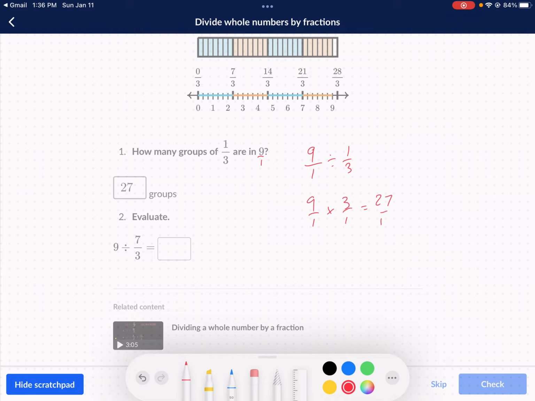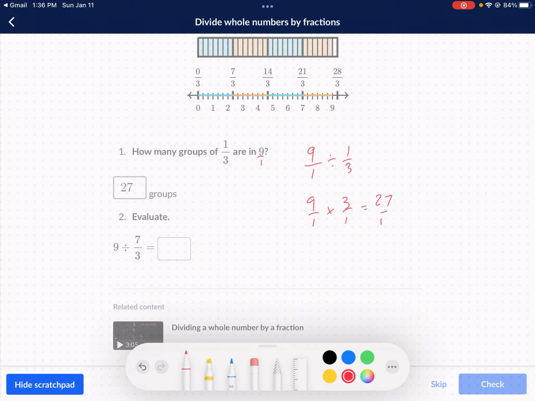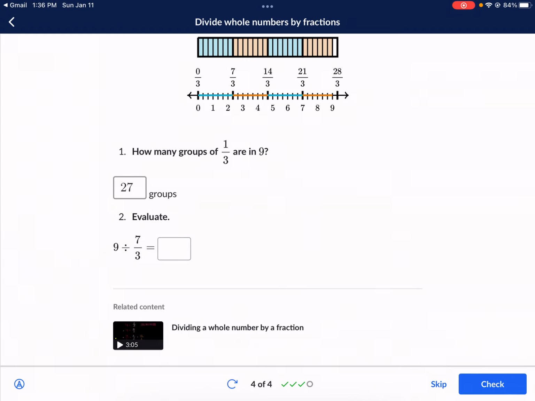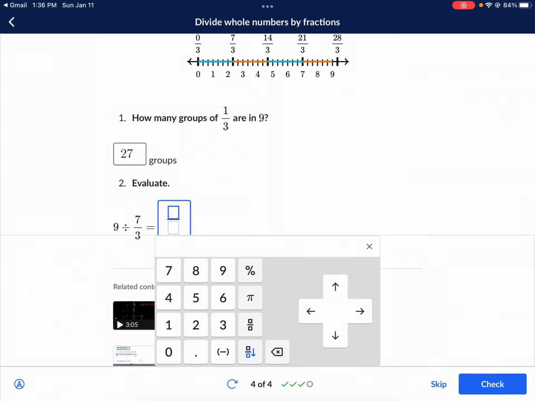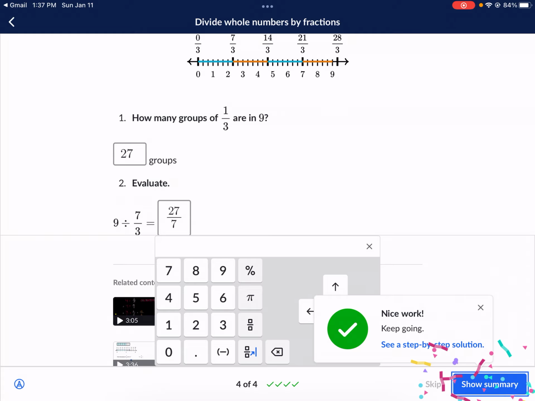Okay, next up we have 9 divided by 7/3. So I'm going to put this over 1. 9/1 times 3/7, 27/7. Okay, so I think that, let me just double check my work here. Okay, good. So then I have 27/7 as my answer. 27 and 7. And we are all set.